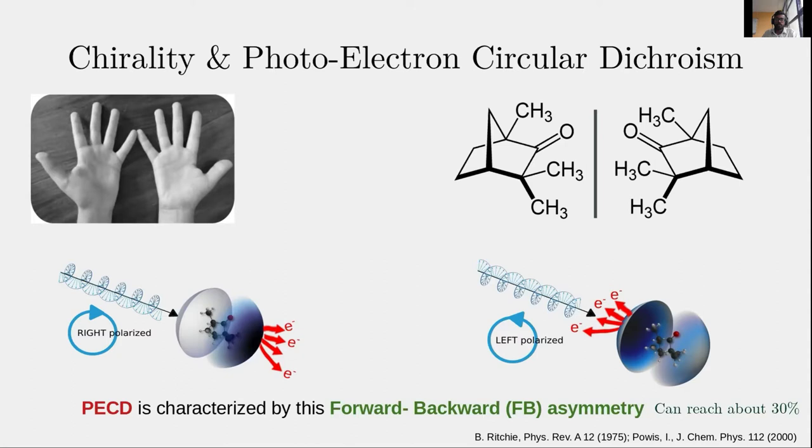Now, in photoelectron circular dichroism, we use randomly oriented chiral molecules with circularly polarized light. We impinge this circularly polarized light on these randomly oriented chiral molecules, and we ionize them. This leads to a forward-backward asymmetric emission of electrons relative to the direction of propagation of the laser. This asymmetric emission depends on the handedness of the molecule as well as the handedness of the light impinged on the molecule. Hence, PECD is characterized by this forward-backward asymmetry. This chiroptical process emerges from the scattering of electrons off the chiral potential and can reach about 30% of the signal.